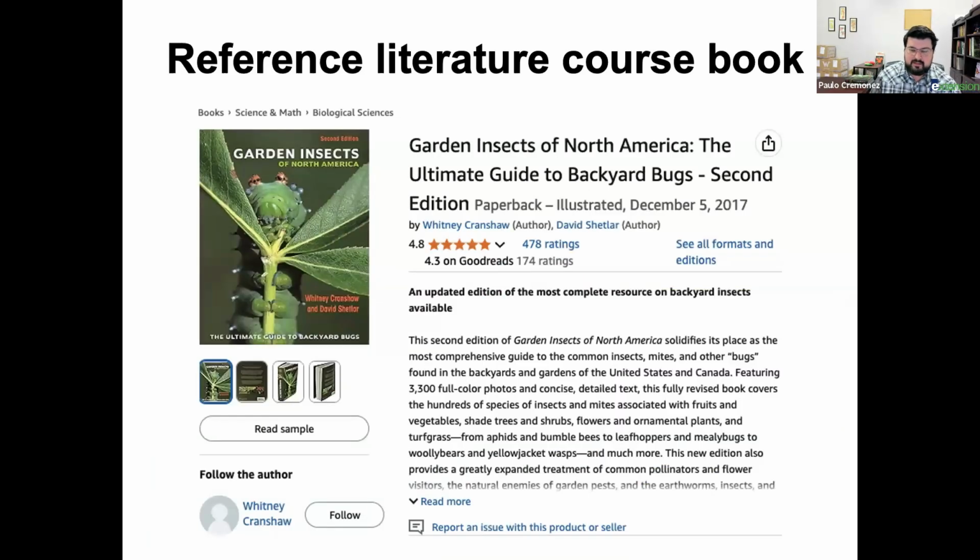Well, once again, like the last time that we talked about cucurbit pests, I'm going to talk about a reference literature that we could use. This is the Garden Insects of North America. This is not an ad. It's a very comprehensive book that is readily available, and it's really great for any kind of vegetable pests. It is very didactic, and it has very good pictures of the pests. So pest ID is very important in all this. So this is a good option for study.